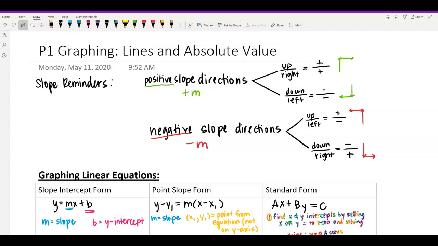Okay, part one, notes on graphing. So we're going to talk about graphing lines and absolute value today. And for both of those, we need a little bit of a slope reminder real quick.